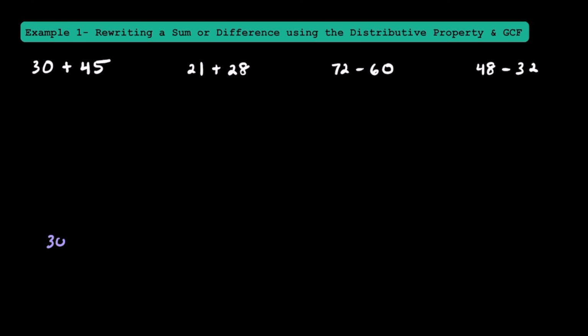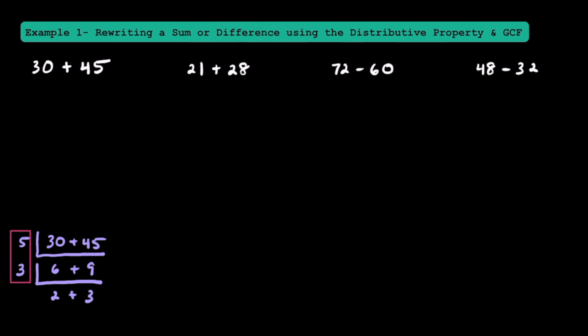Let's start with this 30 plus 45. I'll start with a 5 here on the outside because 5 times 6 is 30, and 5 times 9 is 45. Since 9 and 6 still aren't relatively prime and have a common factor of 3, we're going to put that on the outside. 3 times 2 is 6, and 3 times 3 is equal to 9. Since 2 and 3 are relatively prime, we're all done here.